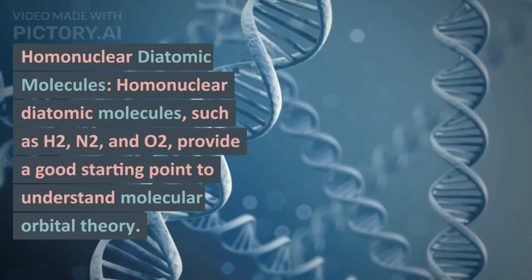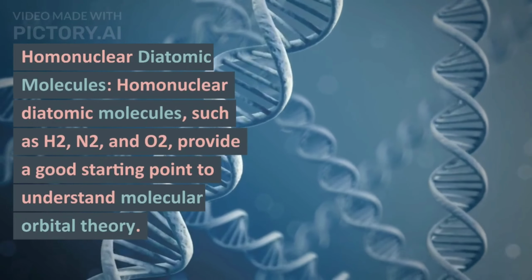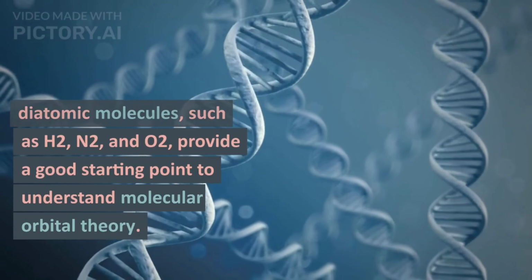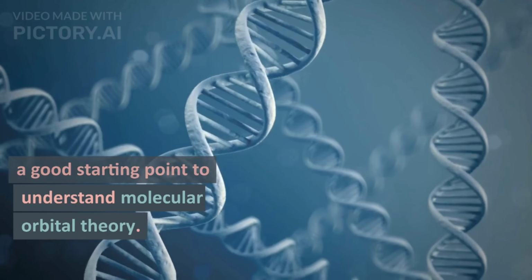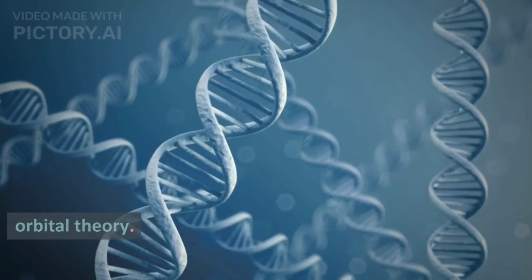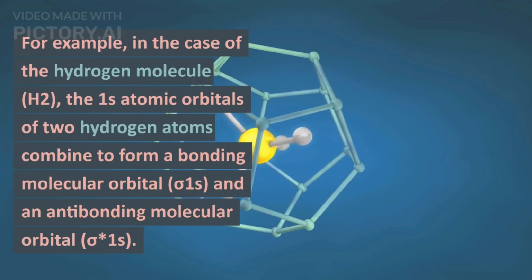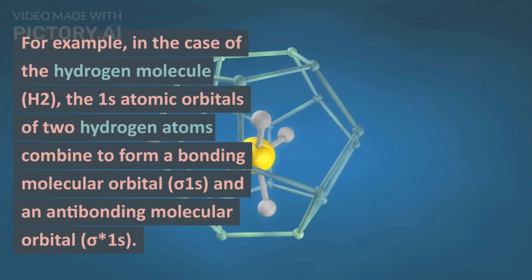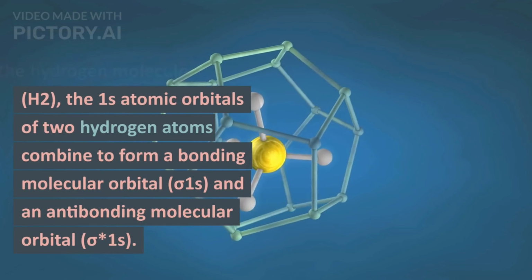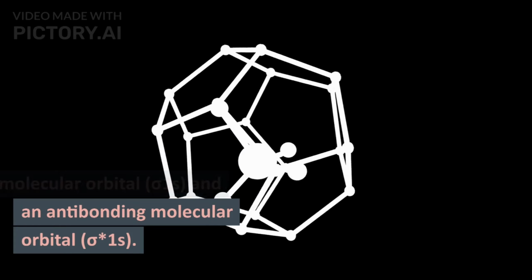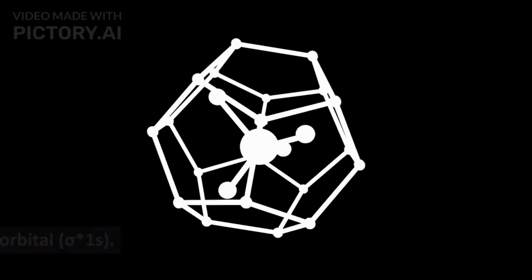Homonuclear diatomic molecules. Homonuclear diatomic molecules, such as H2, N2, and O2, provide a good starting point to understand molecular orbital theory. For example, in the case of the hydrogen molecule, H2, the 1s atomic orbitals of two hydrogen atoms combine to form a bonding molecular orbital, sigma 1s, and an antibonding molecular orbital, sigma asterisk 1s.